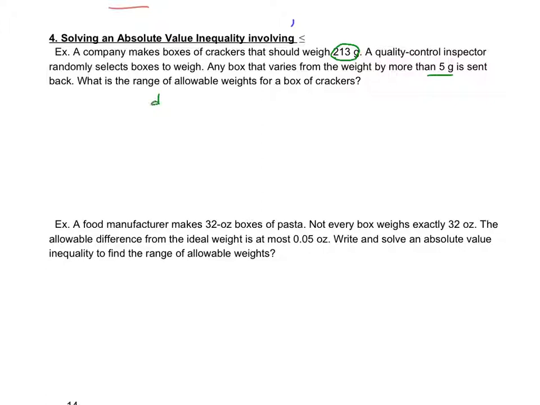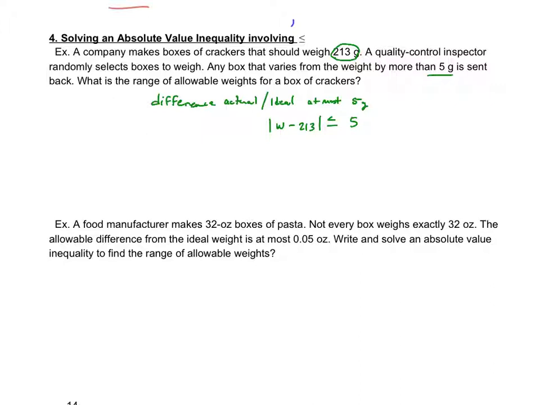Well, we know that we have this difference between the actual and the ideal weight, and it can be at most 5 grams. So at most, we are looking for less than or equal to 5, and we're going to have this absolute value of a weight minus the ideal weight, which was 213. So there you go, the difference between the actual and the ideal.